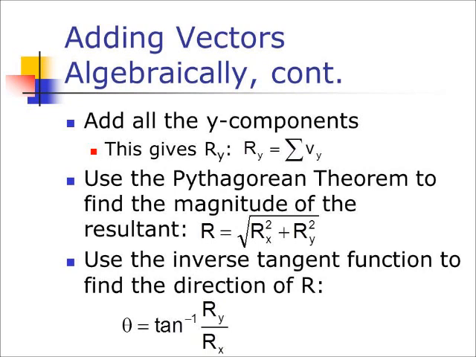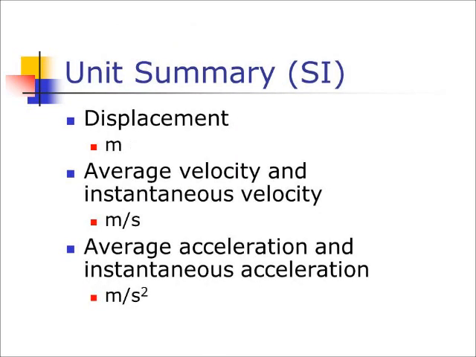Thrown in this slide is a reminder of your SI units. We'll do displacement always in meters, average or instantaneous velocity always in meters per second, and average or instantaneous acceleration always in meters per second squared, which really represents a meter per second per second. So again, acceleration is change in velocity. Velocity is measured in meters per second. So we look at how our meters per second of velocity change per second. That's where the seconds squared come from.